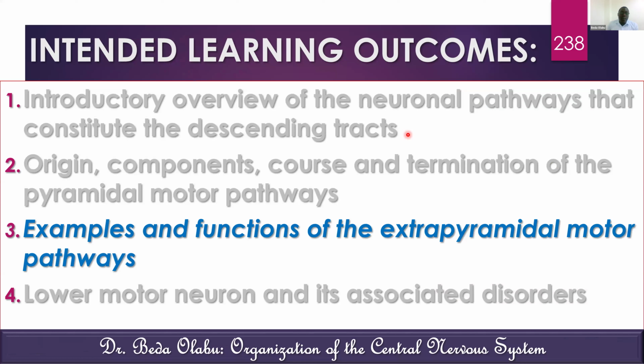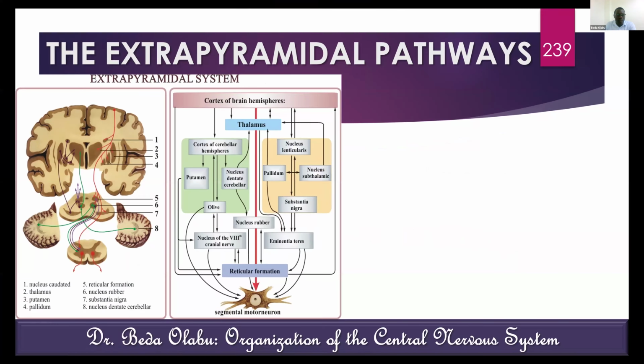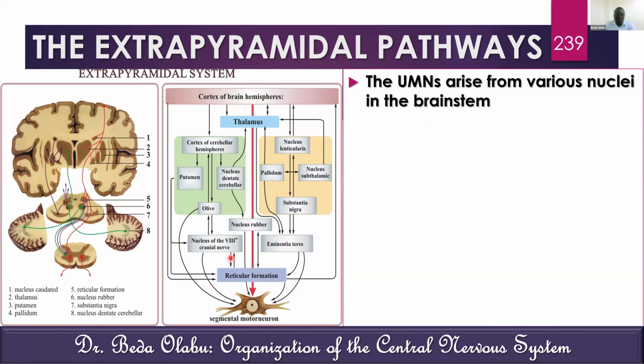Okay, so that is the pyramidal system. Remember, it's part of the upper motor neuron system. Let's compare that with what we're calling the extrapyramidal motor pathways. The extrapyramidal motor pathway constitutes upper motor neurons that arise from various nuclei in the brainstem. So they don't arise from the cerebral cortex, but they arise from various nuclei in the brainstem mainly.